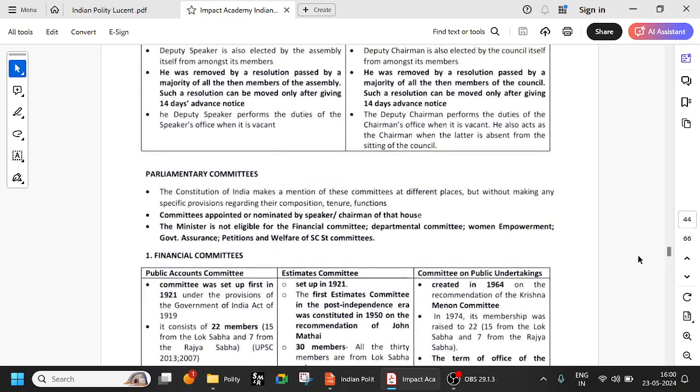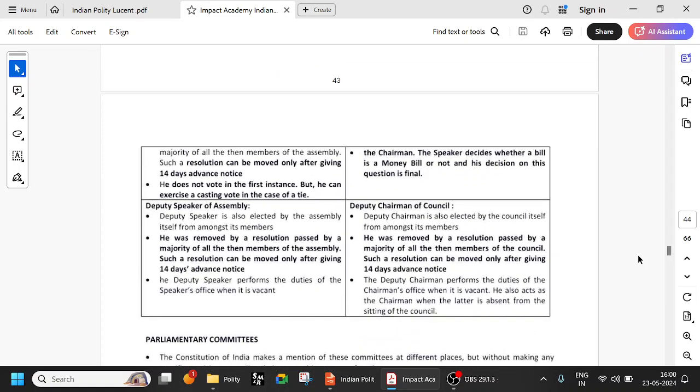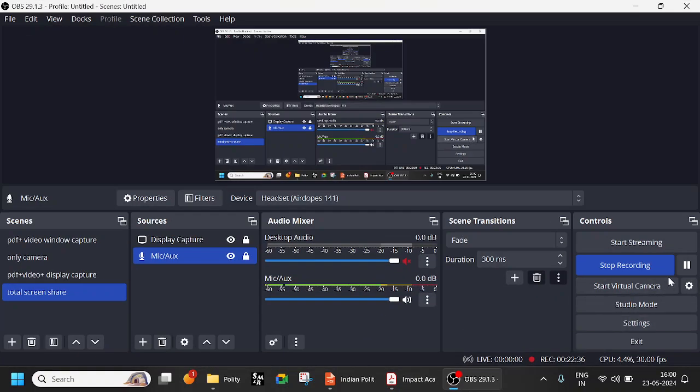Parliamentary committees we can see in another video. So that is a brief about the state government: the composition, assembly, MLC, council, and all those things. We'll continue in the next session.